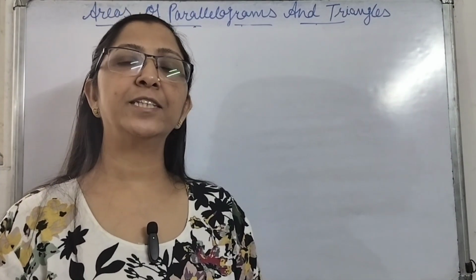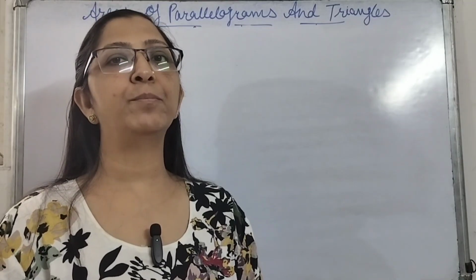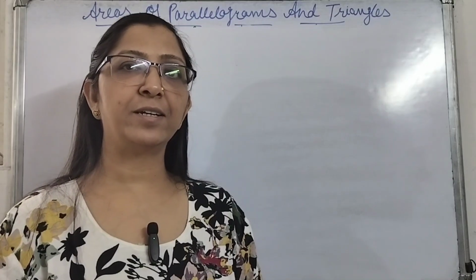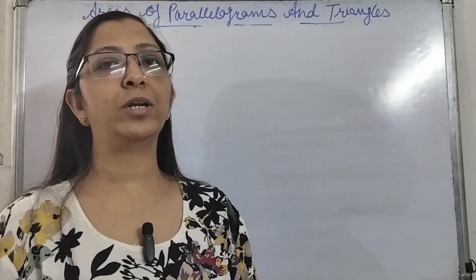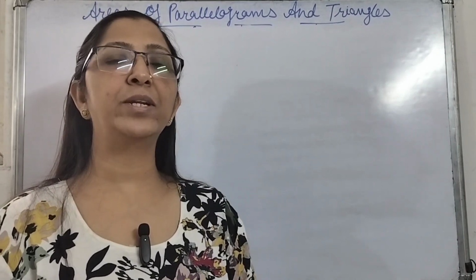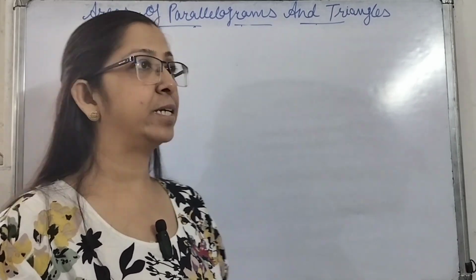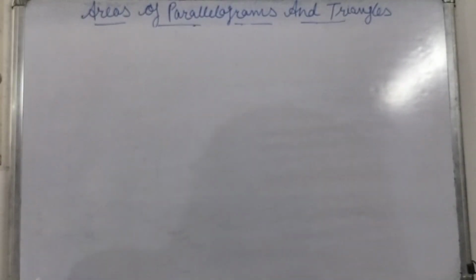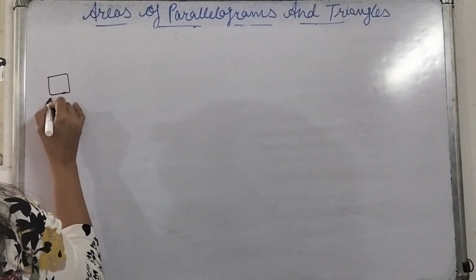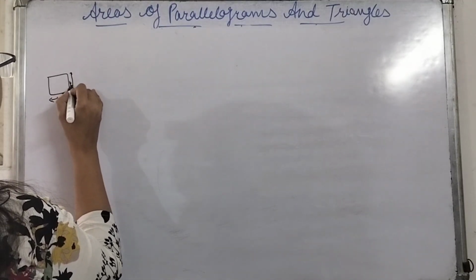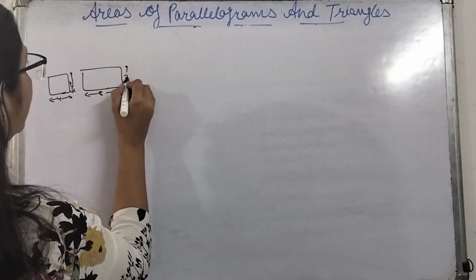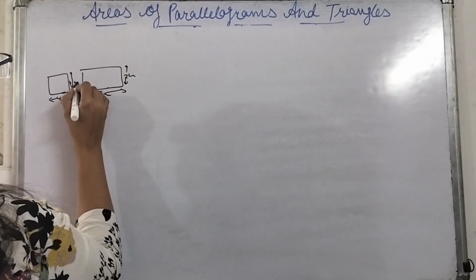Till now we have seen that the part of the plane which is enclosed by a closed figure shows its area, and if any two figures are congruent, then their areas will be equal, although it is not compulsory that if the areas are equal then the figures will also be congruent. That we can see, as we are saying that if two figures are congruent, their area will be equal. But if we have a square with side 4 centimeter and a rectangle with sides 8 and 2 centimeter.